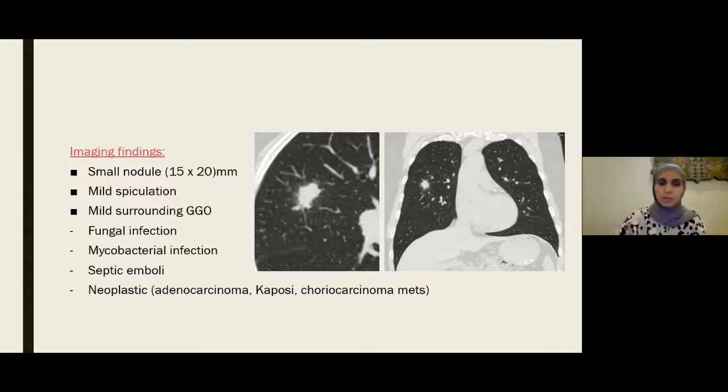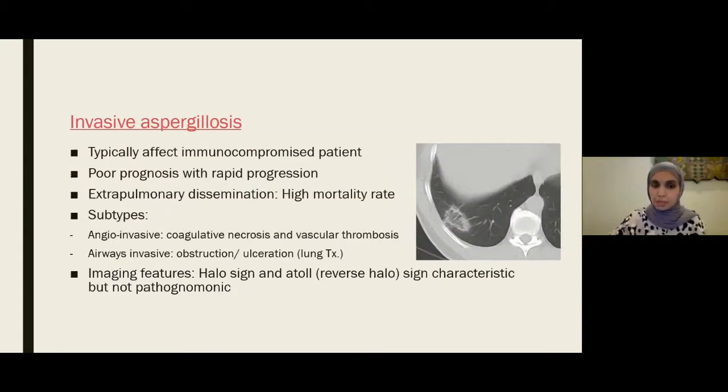So invasive aspergillosis typically affects immunocompromised hosts with a poor prognosis and rapid progression, and extrapulmonary dissemination represents a high mortality rate. And there are 2 subtypes of invasive aspergillosis, angioinvasive and airway invasive. Angioinvasive aspergillosis causes coagulative necrosis and vascular thrombosis. Airway invasive causes obstruction and ulceration. Ulceration is usually seen at the anastomosis site in lung transplant patients.